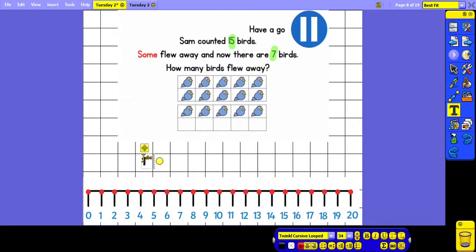There were 15 to begin with. Some flew away, but we don't know how many. And there were 7 left. Okay, I want you to use the number line to find the difference between 15 and 7. So pause the video now and have a go.